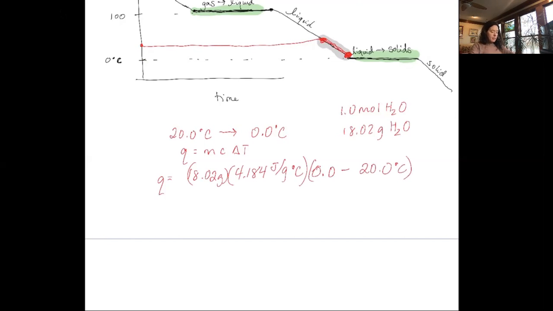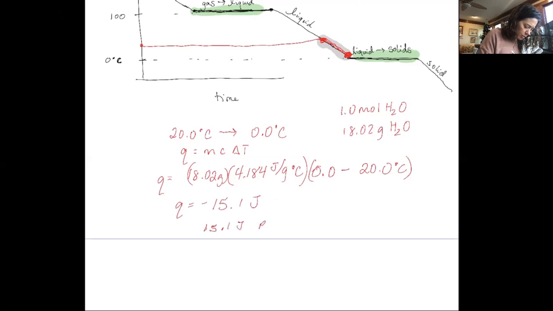Calculator. 18.02 times 4.184 times negative 20. Make sure I didn't make a mistake typing it in. Q equals negative 15 point, looking at my sig figs here, I'm not going to worry about it. 15.1 joules. So that's how much needs to be removed, right? So what I'm going to write is, negative, or hold on, I'm sorry, apologize.